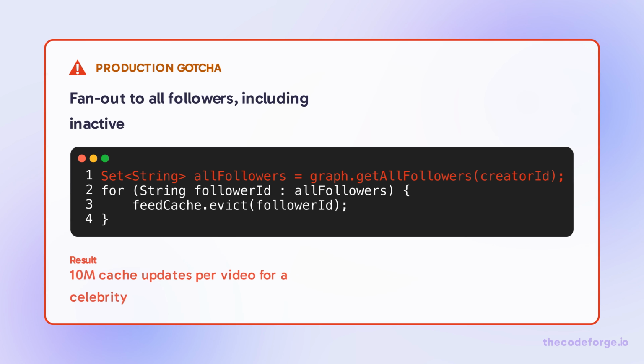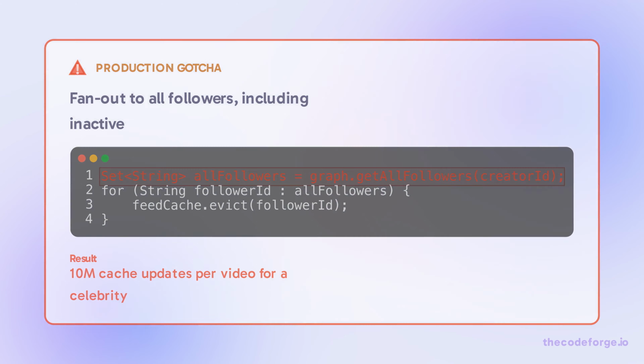If you fan out to every follower, a celebrity with 10 million followers causes 10 million cache updates per video. That's huge write amplification. Mitigation: only fan out to active followers, those logged in within the last 24 hours.